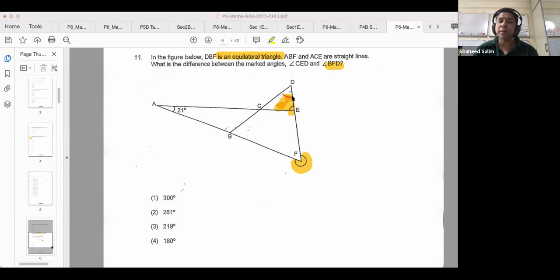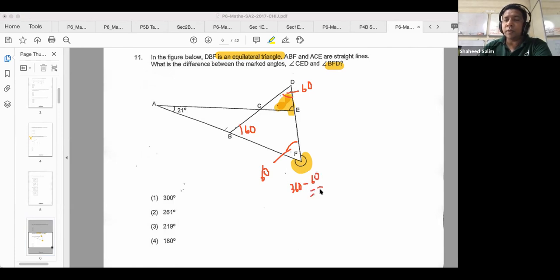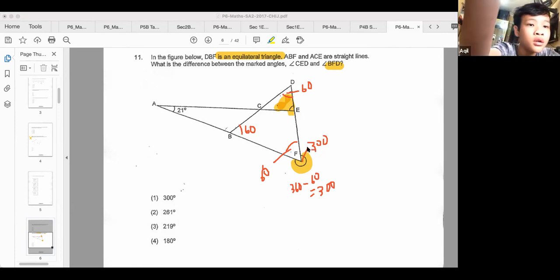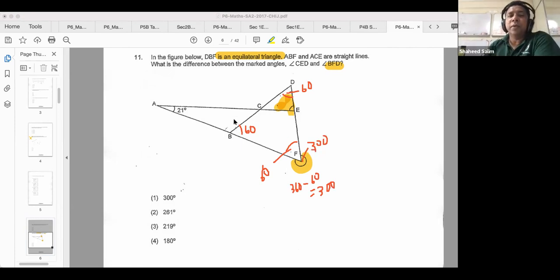Okay, this one, 60. This one, 60. You can find this one already. This one, 60. Step 1, 360 minus 60. You get 300. Okay, you found this already, 300 already. Okay, and then? Is it number 3? Number 3. Don't tell the rest. Could be, could not be. I do not know.